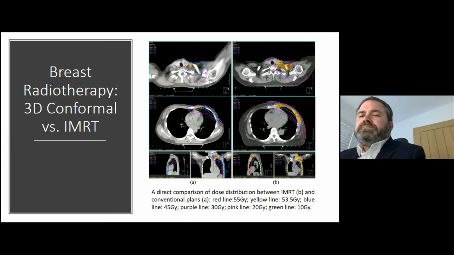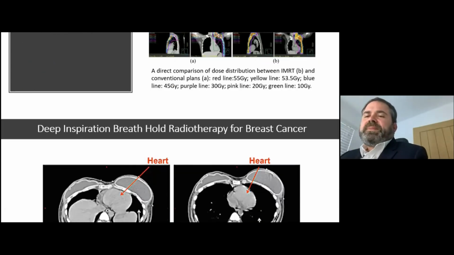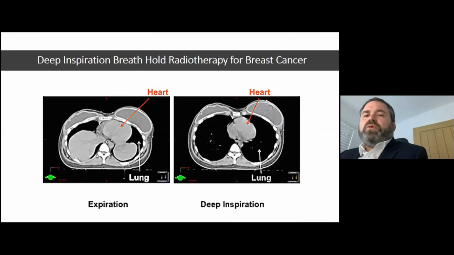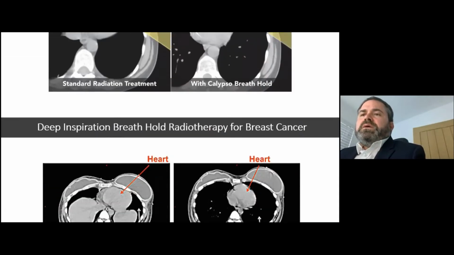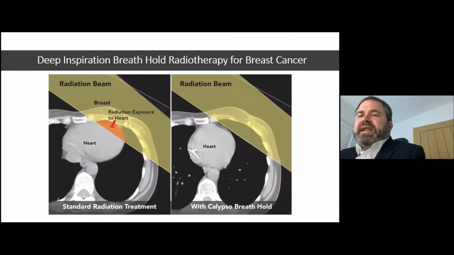Next slide. Sorry. Or you can use more mechanical routes of heart avoidance. Here, for instance, deep inspiration breath hold. Next slide. Which essentially minimizes the dose of radiation to the heart. So your radiotherapy department obviously needs to have the staff and the skill training to be able to conduct this in your patients. But if you can, it potentially has meaningful benefits for your patients. Next slide.